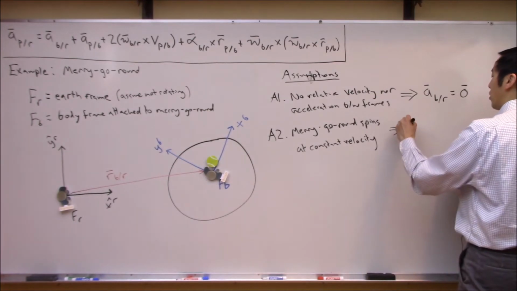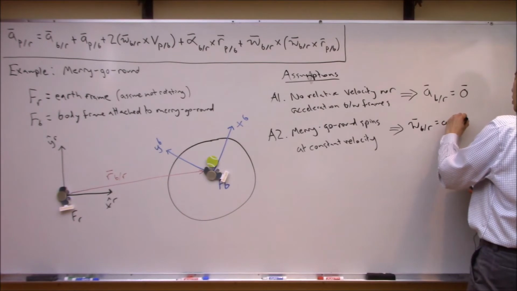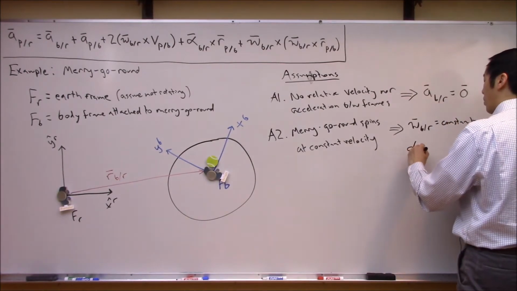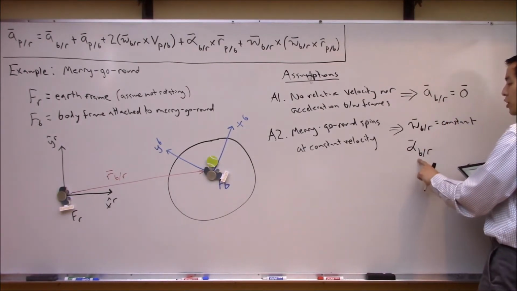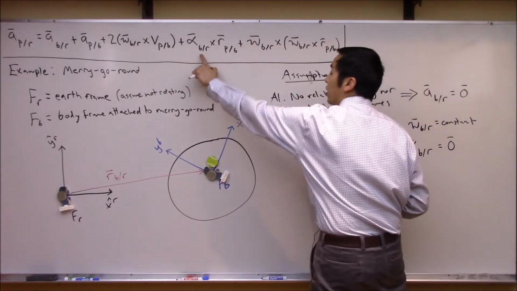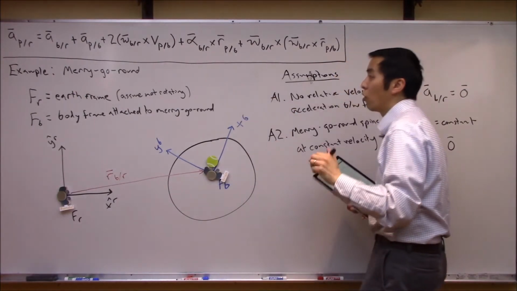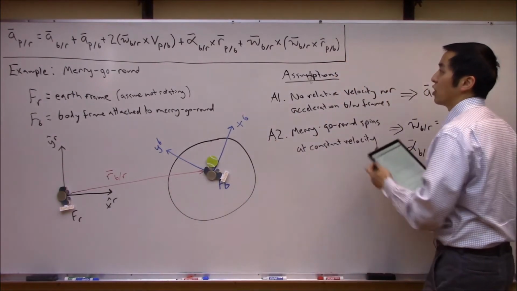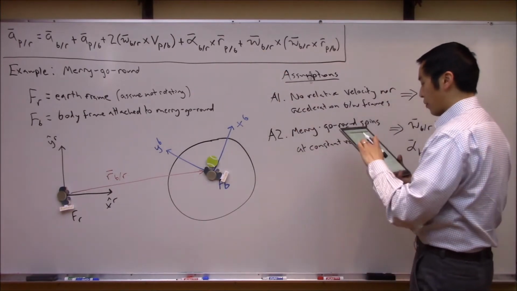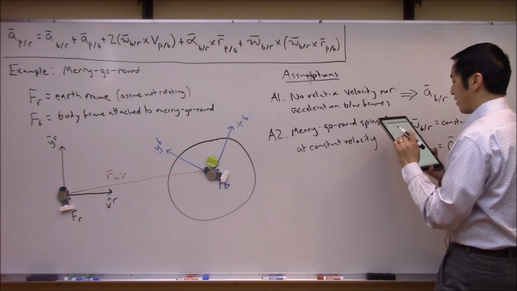So what's the implication here? The implication is omega B with respect to R is constant. Therefore, alpha B with respect to R, right? This was the acceleration of frame B with respect to R. Again, this is a big fat 0. So this term here is a 0, which is lucky for us because that's actually going to knock out this cross product here. So with those two simplifications, this equation actually simplifies quite a bit. So maybe we should write that down.